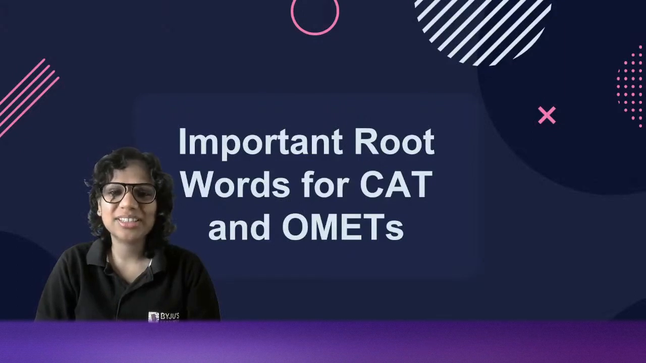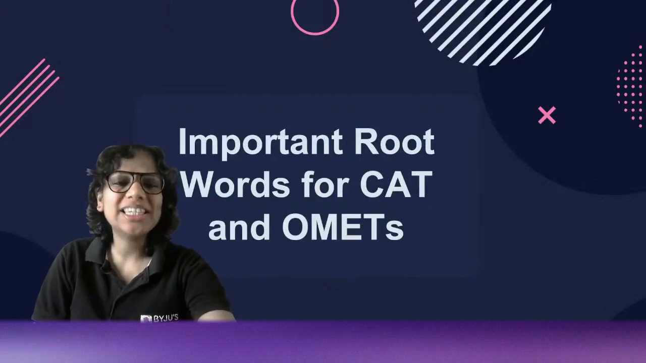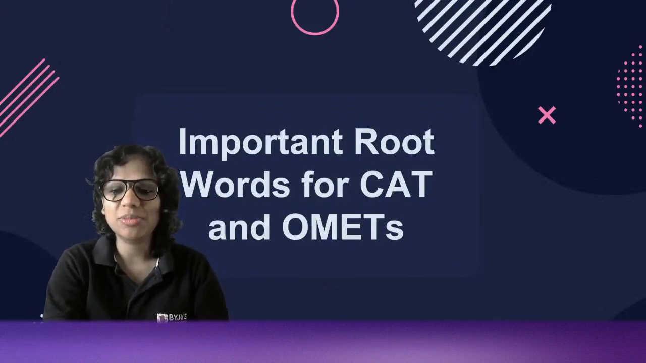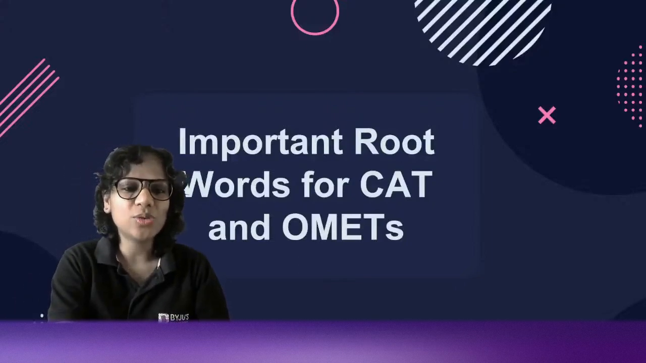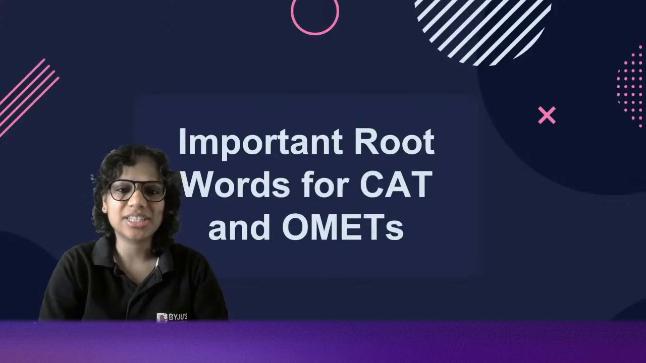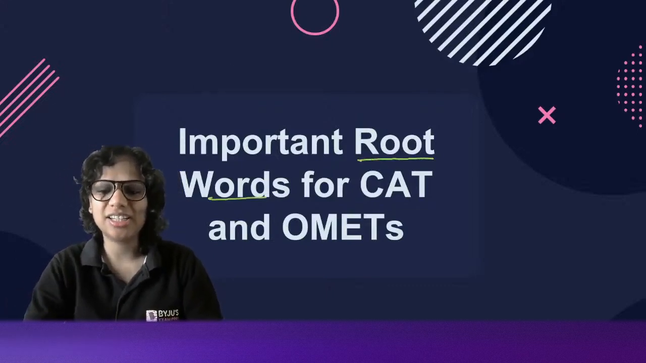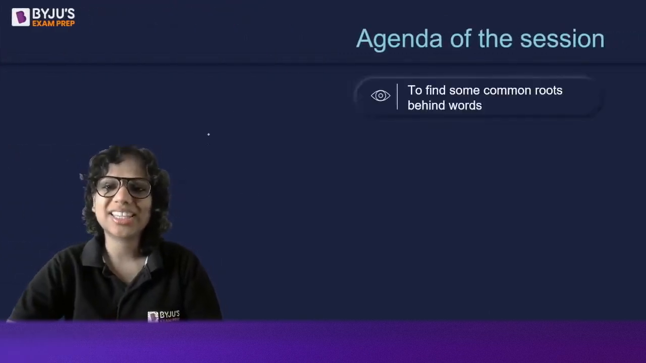What is etymology? So, etymon plus logy. Etymon means origin and logy means study. So, what we are going to talk about today is the study of origin of words. And as you can see in the title, we'll talk about root words. So, what exactly are root words?